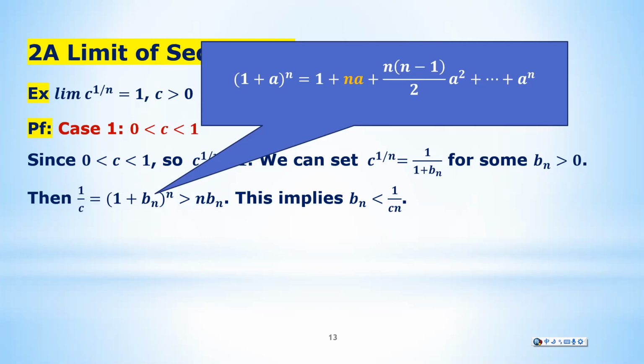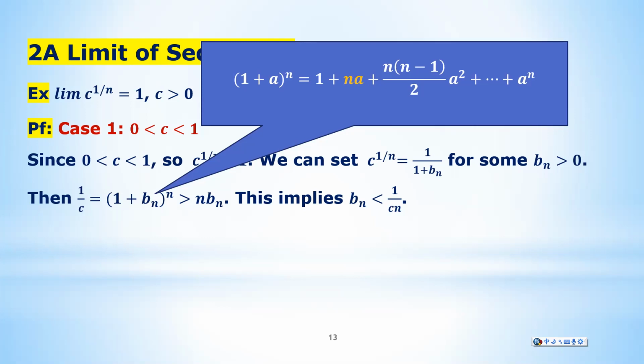That is, 1 plus bn to the n's power is greater than, simply, n bn. Of course, I can include additional terms on the right side, such as the second term, but it's not necessary. We don't want to, so I just take one term there. So once I set the whole expression like that, I will have that 1 over c is always greater than n times bn.